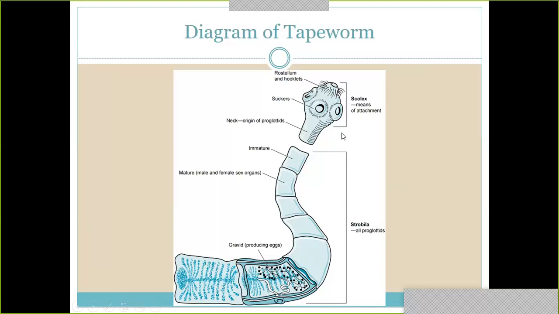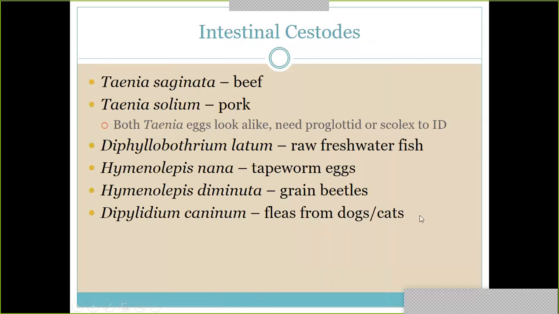Up at the very top, there's usually a scolex, which is how it attaches. Sometimes they'll have hooks, and sometimes they'll have suckers. Sometimes there's a neck. It just depends on each worm what it will or will not have. So that's just an FYI and the basic look of a tapeworm.